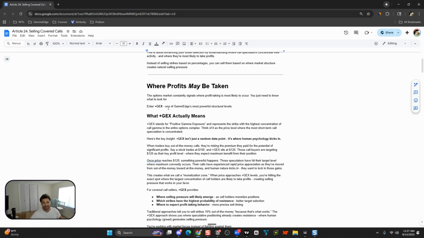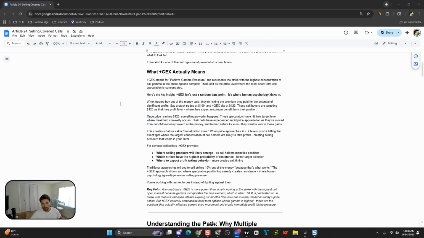And that is where plus GEX comes in, which is a proprietary level of GammaEdge and probably the most powerful level in our entire toolkit. If you're wondering, plus GEX stands for positive gamma exposure and represents the strike within the structure that contains the highest concentration of call gamma. Or think of it this way: it's the price level in the options chain where the most short-term call speculation is concentrated, right?